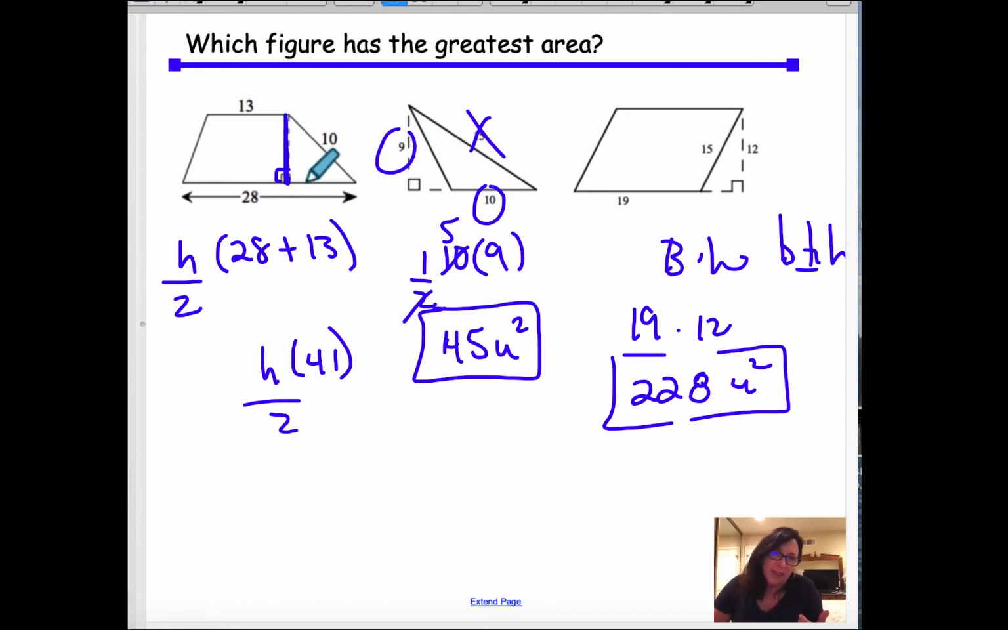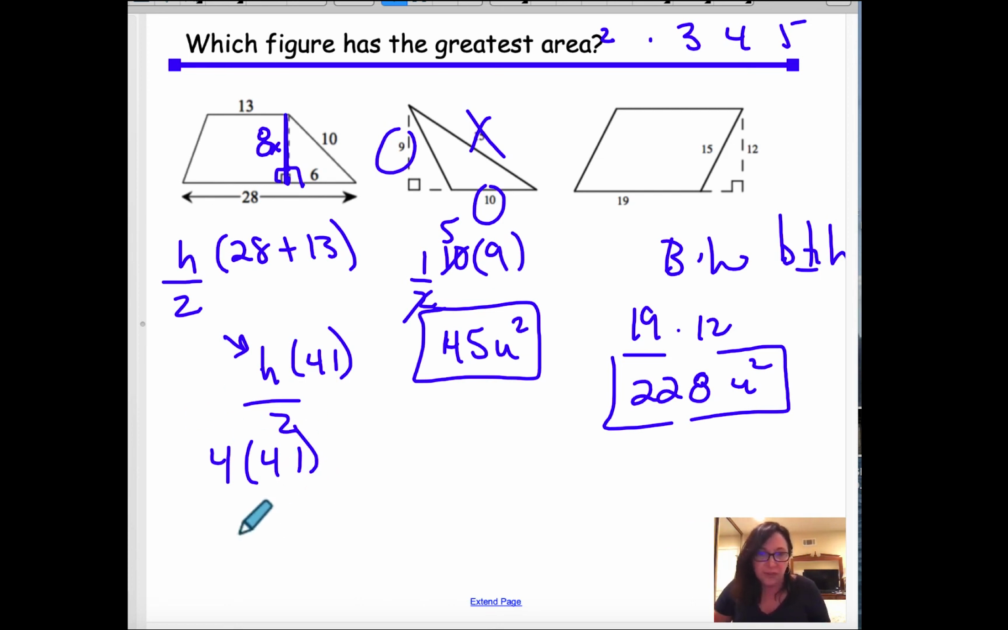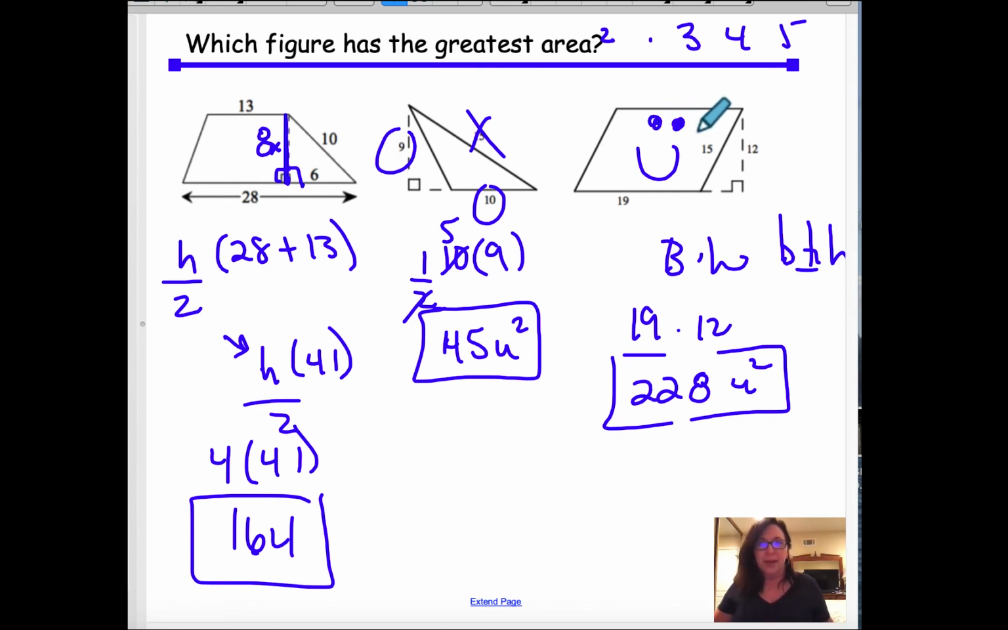I noticed that this is a right triangle. I don't know this, although I do know it. It's 6, 8, 10, right? It's a Pythagorean triplet. Remember the triplets? 3, 4, 5. If I multiplied a 3, 4, 5 by 2, it'd be a 6, 8, 10. That's where that came from. Okay, that's 8. And so we're going to replace this height with 8. So we have 8 divided by 2, which is 4. And then 4 times 41, right? 41 times 4 is 164. So, yep, definitely looks like that our mild manner parallelogram over here wins.